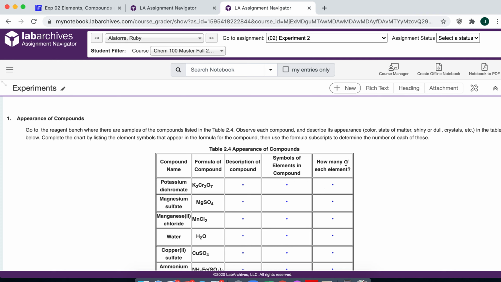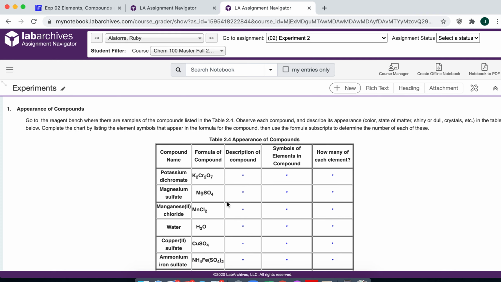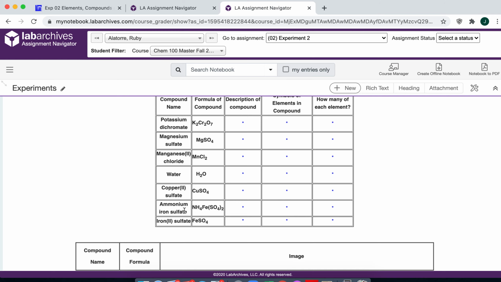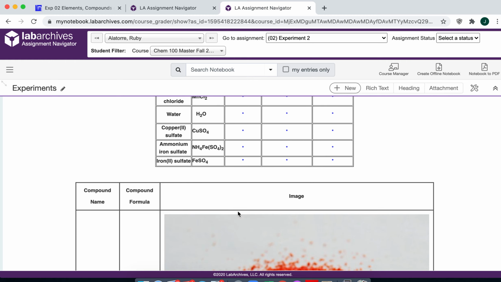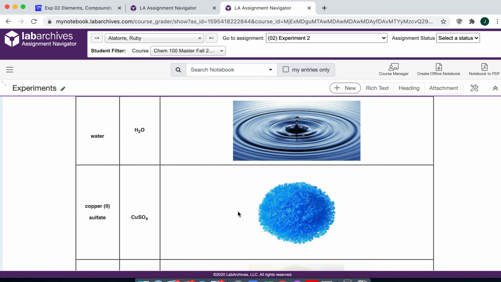So how many of each element? It contains K2, which is 2 of element K, 2 chromium, and 7 oxygens. Let's try ammonium iron sulfate. Based on this chemical formula, make sure you describe it first.